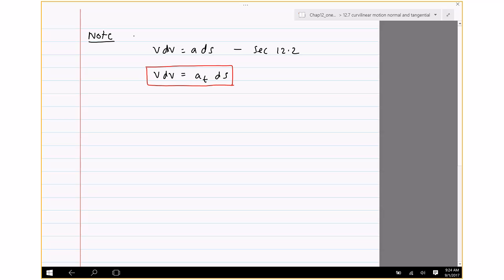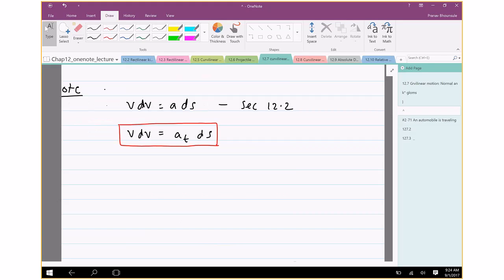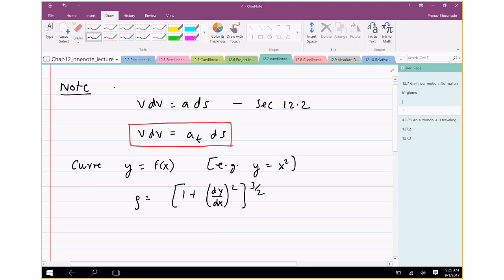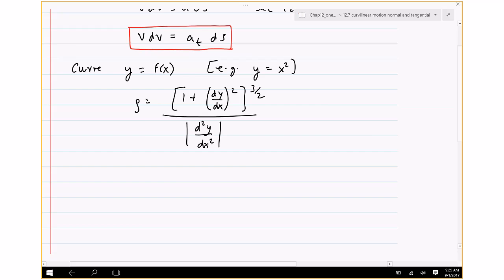Okay, the final thing I want to tell you is that remember the acceleration formula has a rho in it, which is the radius of curvature. How do you find the radius of curvature? So what you'll get in problems is you'll be given a curve y equals f of x, and from that curve you have to find rho. An example of a curve would be the parabola y equals x squared. So if you want to find rho from the curve y equals f of x, then the formula for rho is this: 1 plus dy dx squared, the whole thing to the power of 3/2, divided by d squared y dx squared. Okay, so you do not have to remember this formula because the formula sheet has it.